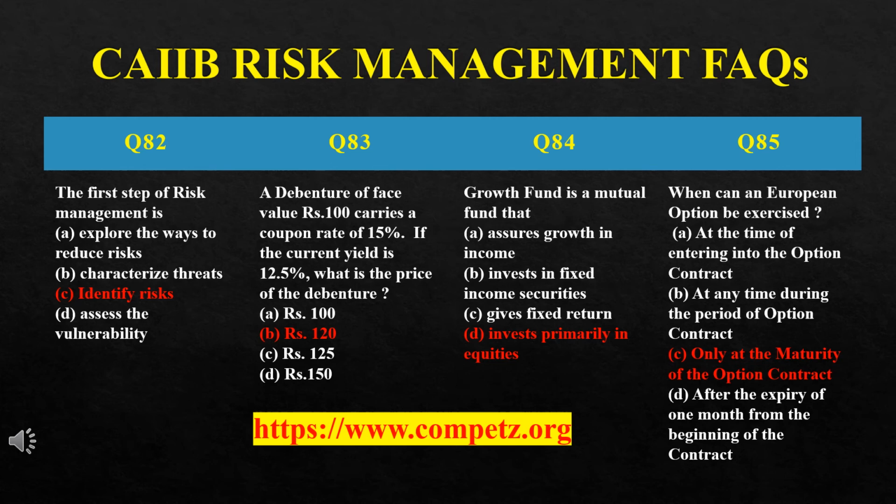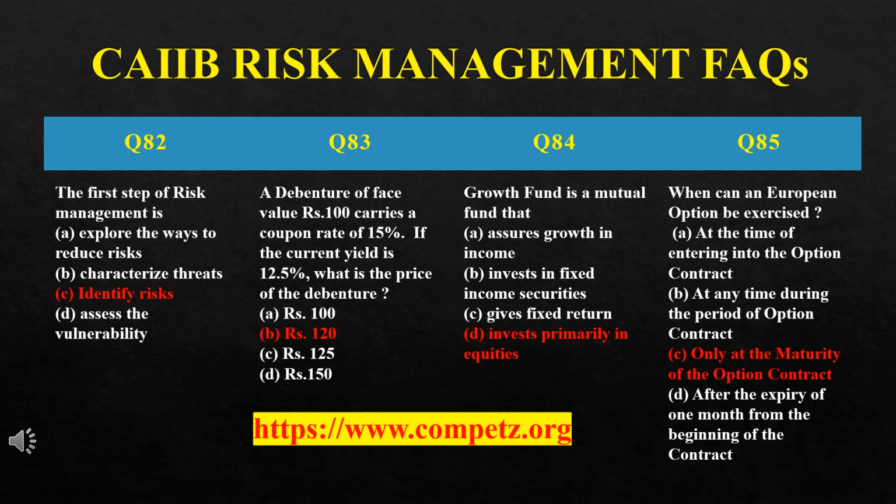The last question in this slide is, when can a European option be exercised? There are two options, right? American option and European option. So when can a European option be exercised? There are four options. First, at the time of entering into the option contract. Second, at any time during the period of the option contract. Third, only at the maturity of the option contract. Fourth, after the expiry of 1 month from the beginning of the contract.